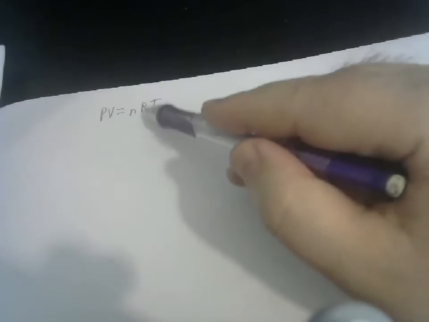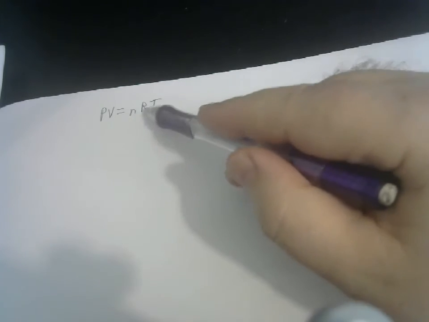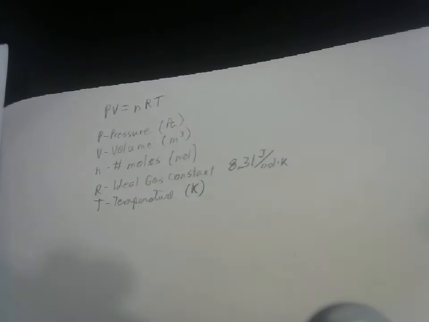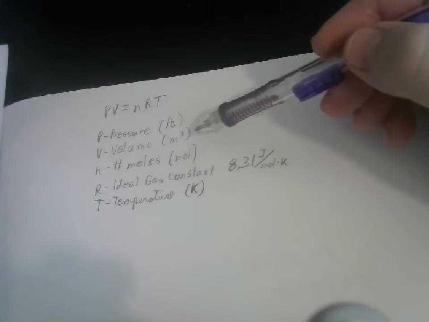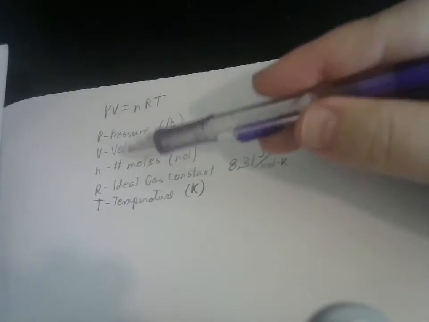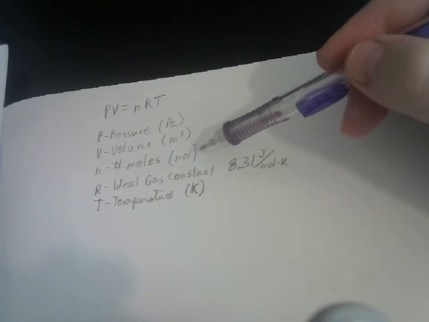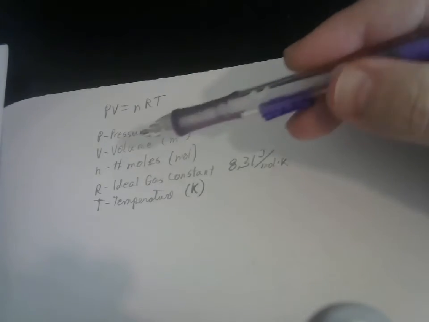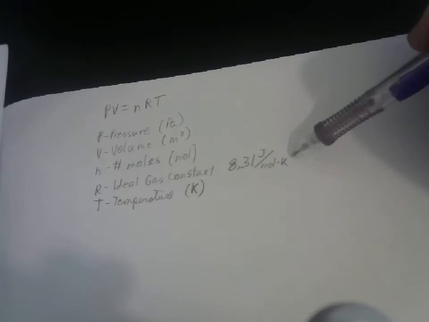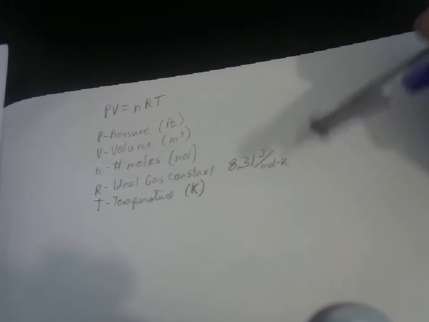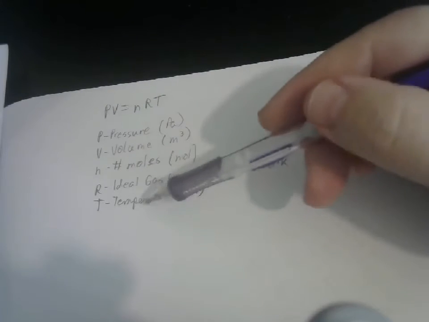The ideal gas law says that the pressure times the volume is equal to the number of moles times the ideal gas constant times the temperature in Kelvin. So once again, that's pressure in pascals, volume in cubic meters, number of moles in moles, and R is the ideal gas constant, 8.31 joules per mole Kelvin, and this is constant like other constants that we've had before. T is the temperature in Kelvin.